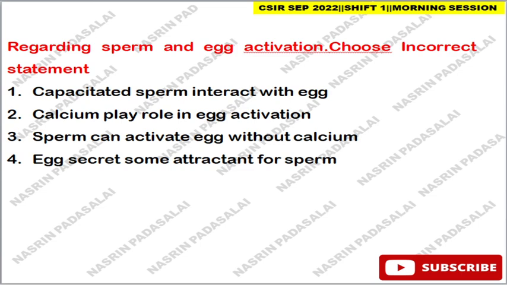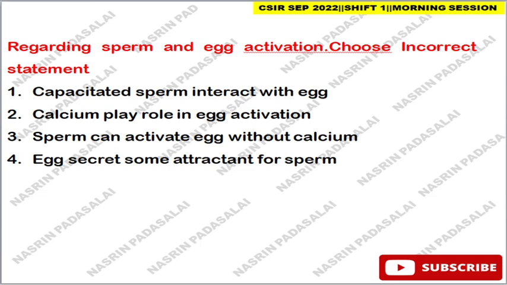Next, calcium plays a role in egg activation. Of course, correct. Calcium plays an important role in activation because this calcium will break the meiosis-imposed developmental arrest. You all know the egg is arrested in the metaphase stage of meiosis 2, so calcium ion plays an important role in activating the egg. In addition, calcium is also involved in activating the sperm, that is, it activates the ATP-generating apparatus and dynein so that the sperm moves.